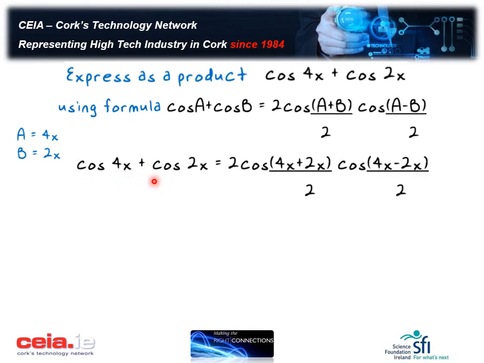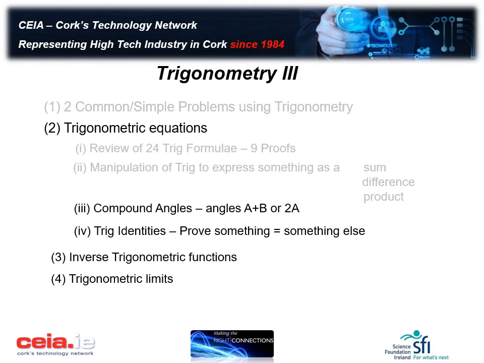Cos 4x plus cos 2x is equal to 2 cos, open brackets, 4x plus 2x all over 2, multiplied by cos 4x minus 2x all over 2. And that ends up very simply being 2 cos 3x multiplied by cos x. Job done. So that was just a couple of perhaps relatively simple examples of problems using the formula on page 15, which are the trig equations from sum or difference to product, or from product to sum or difference.